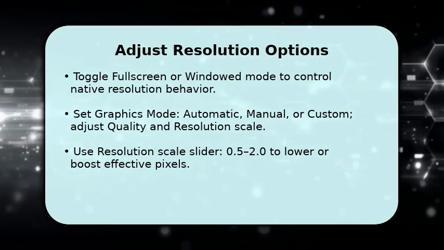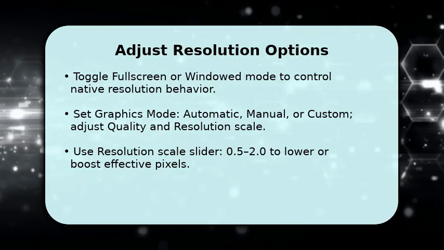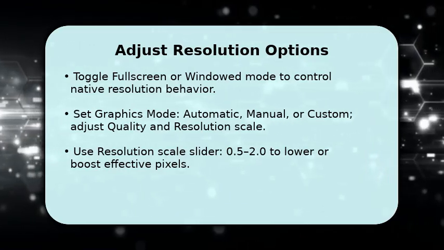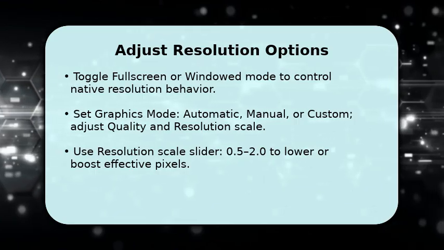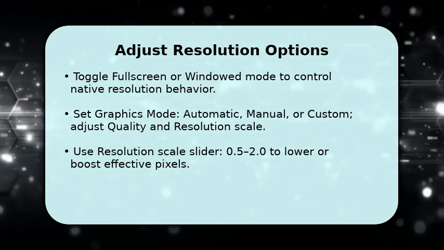Move the resolution scale slider to lower performance cost or increase sharpness, values like 0.5 reduce workload while 1.5 boosts detail. Make sure to test after each change.